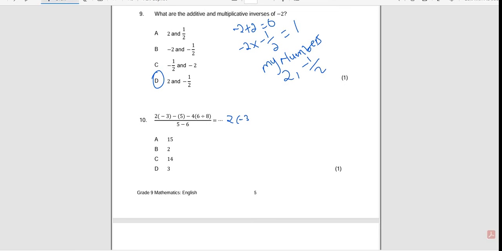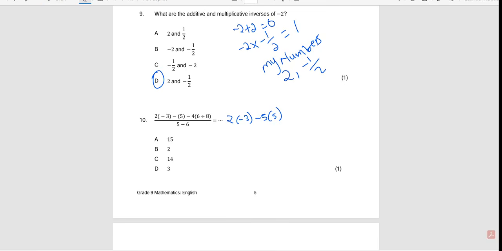Minus 3, minus 5. Yes, so guys, I've repeated the 5. I was supposed to write 15. Minus 4. And then I will simplify what is in the brackets.